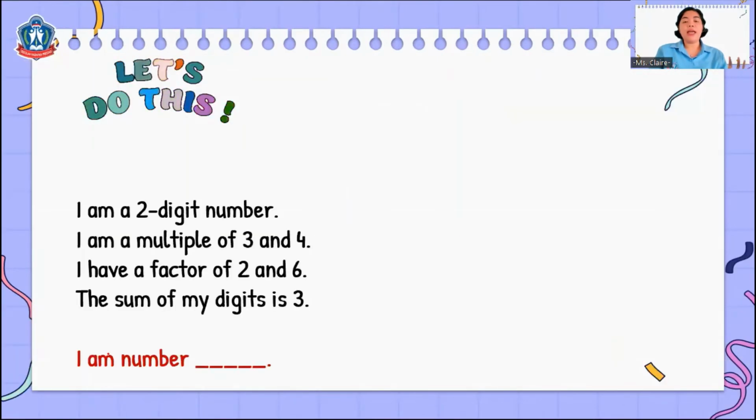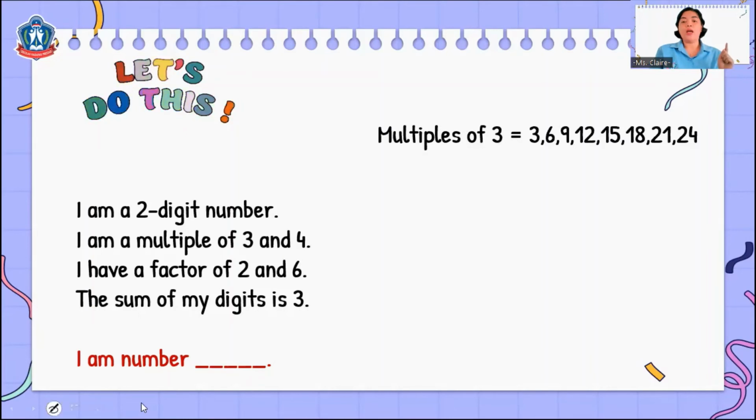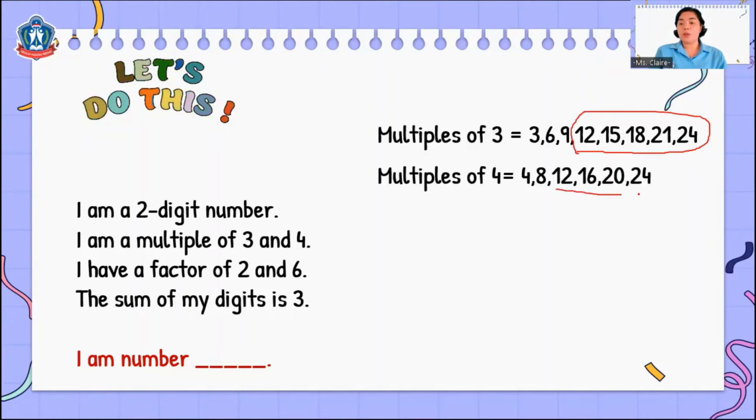Now, I have here a mystery number. I have a two-digit number. I am a multiple of 3 and 4. I have a factor of 2 and 6. The sum of my digits is 3. So first, how to solve this one? We are going to find the multiples of 3 and 4 that are two-digit numbers. So these are the two-digit numbers that are multiples of 3, starting from 12. For 4, we have 12 also until 24. But actually, there are still a lot of multiples of 3 and 4. Now, let's find the numbers that are the same for 3 and 4.